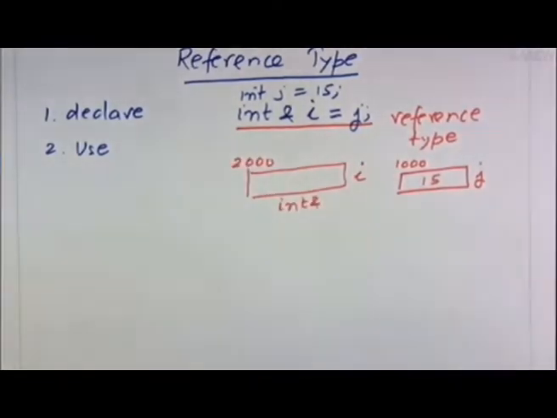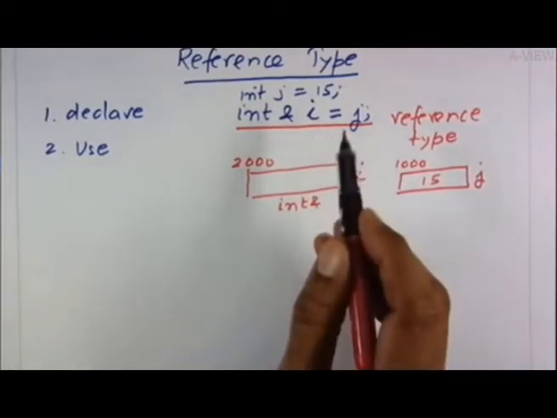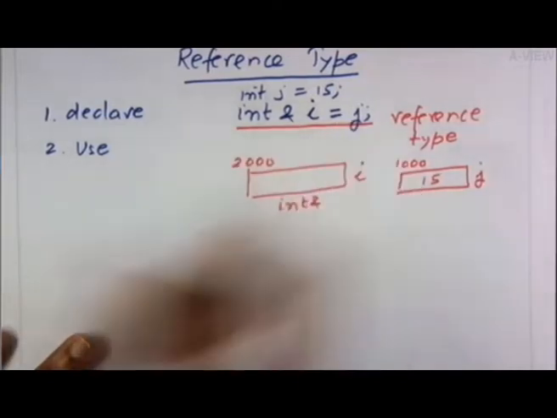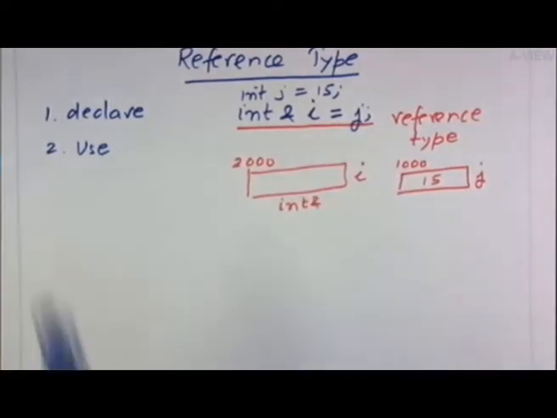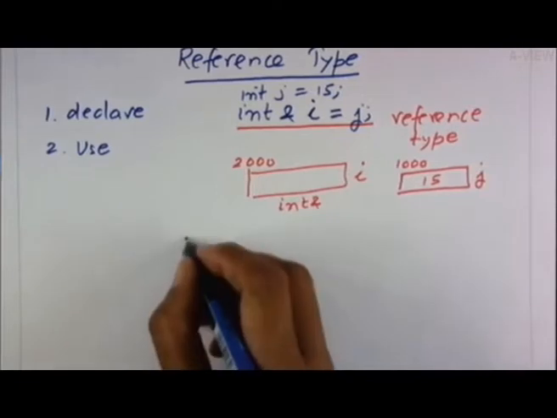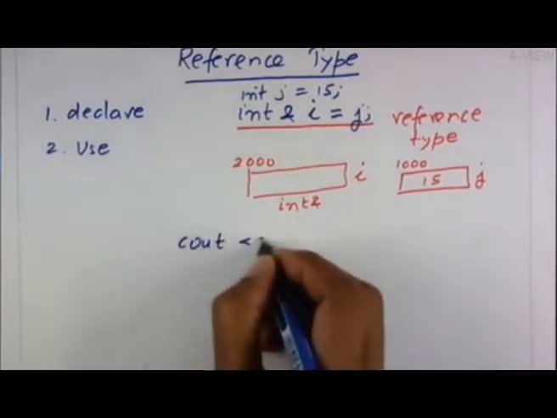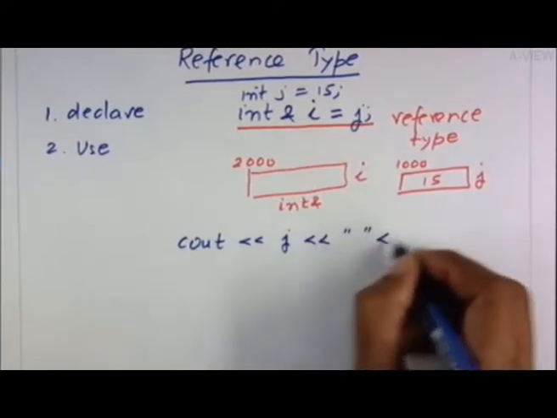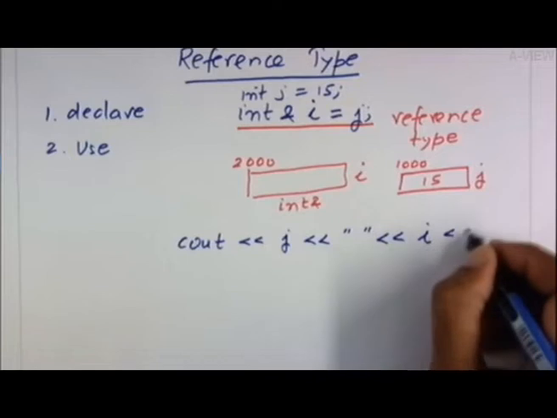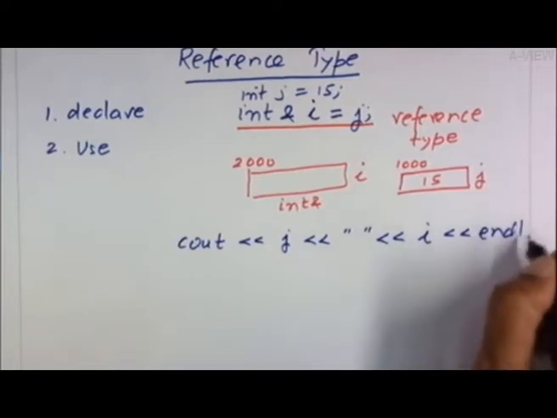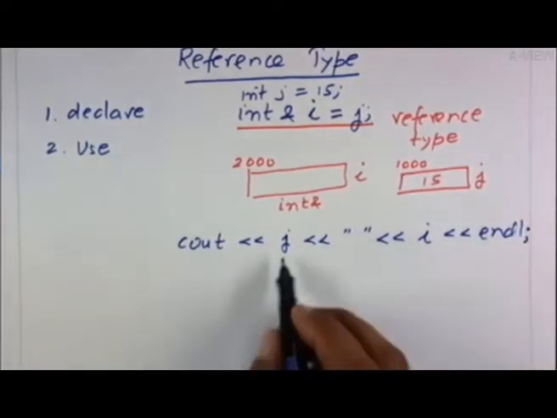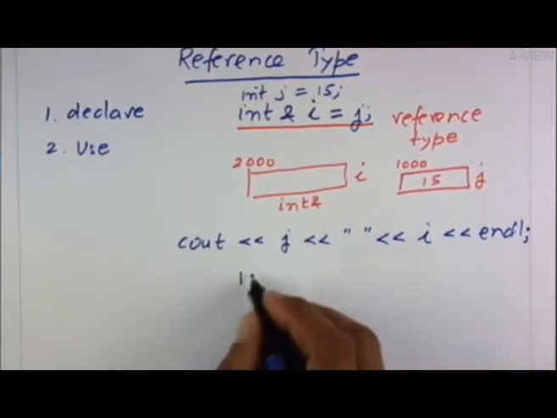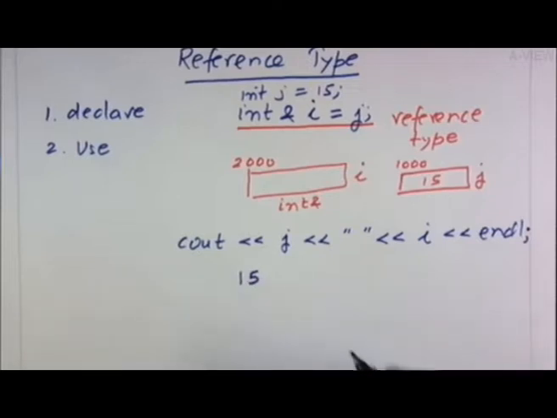I also has an L value, has to have a place in memory, let's say it is 2000. Now I'm not going to show you what is in I, because that is the mystery. Now suppose after this in C++, I do cout less than j, less than some blank, less than I, less than endl. In C++ this says give me the value of j and give me the value of I. The value of j is 15, so I expect 15 to be displayed, which it will indeed do.